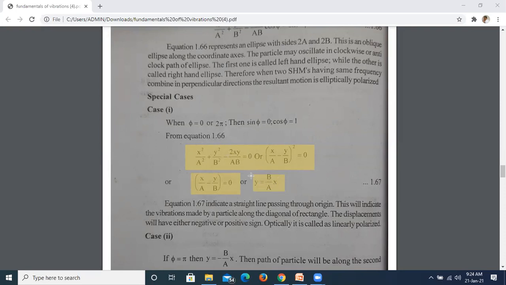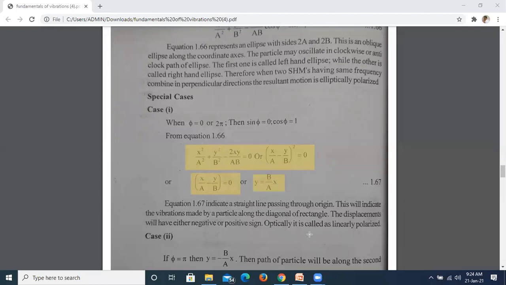So what type of simple harmonic motion? When the particle is subjected to mutually perpendicular simple harmonic motions of different amplitudes and having the phase difference 0 or 2 pi radian, then we get the resultant equation as a straight line. So that is the resultant motion of the particle, y is equal to b by a into x, and you will get the straight line passing through the origin.